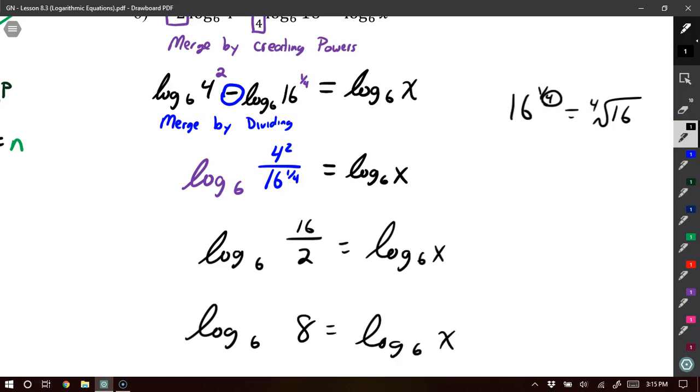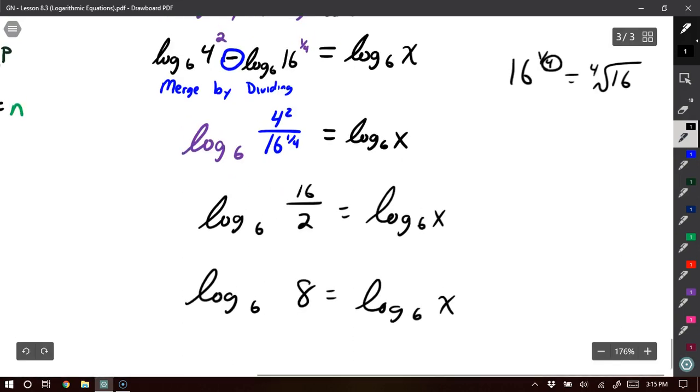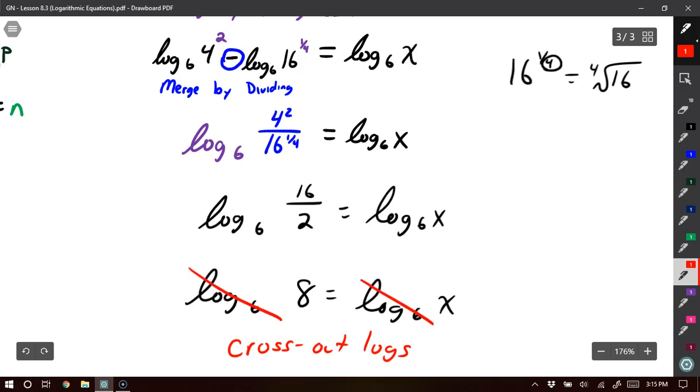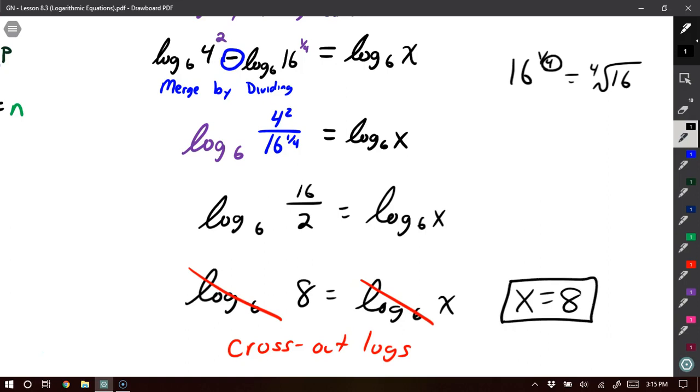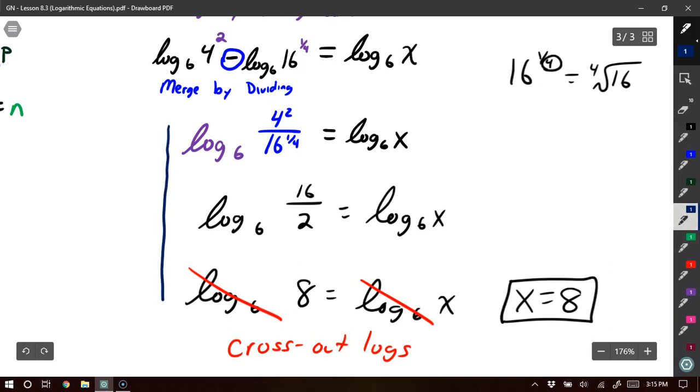Now I simplify. So now I look at this. I got my log on the left side, I have my log on the right side. Well, I have a log on both sides. So I can cross out my logs. Boom, boom. I'm left with x equals 8. And by the way, if I were to plug it in and check, it does work. There's no issues. So this one's really, I say long, but if you look, the long part is right here. And all that is really the longest part.